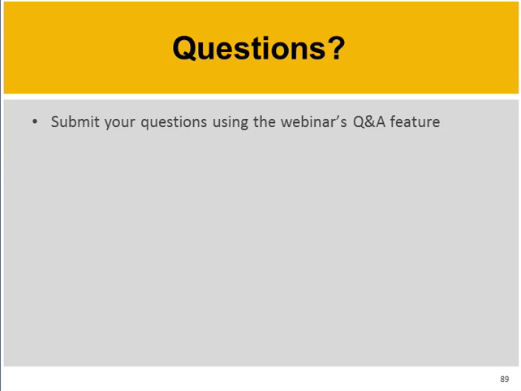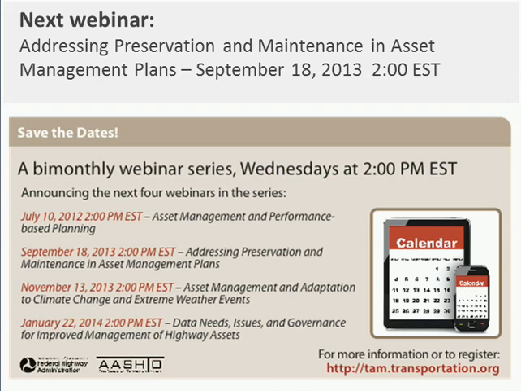Just moving on to our final slide, a reminder that we will have our next webinar titled Asset Preservation and Maintenance and Asset Management Plans. The idea, as Matt mentioned earlier, is that it will partially be based on the peer exchange that's going to be held in a few weeks in Burlington, Vermont, as part of the Subcommittee on Asset Management meeting. You'll be able to join us for that at 2 p.m. on September 18th. And we have additional webinars coming up.